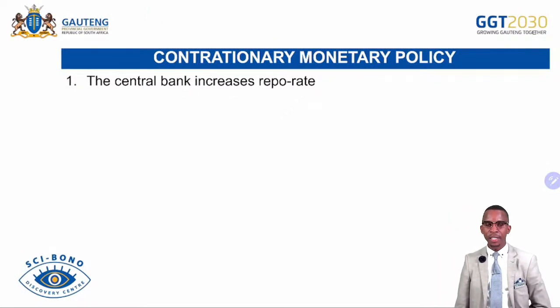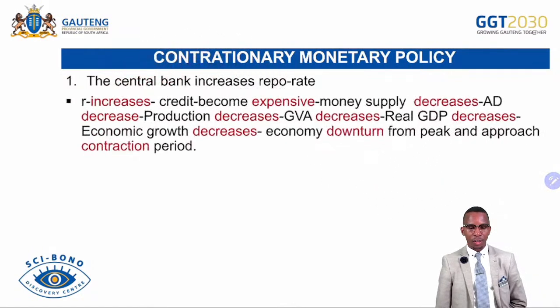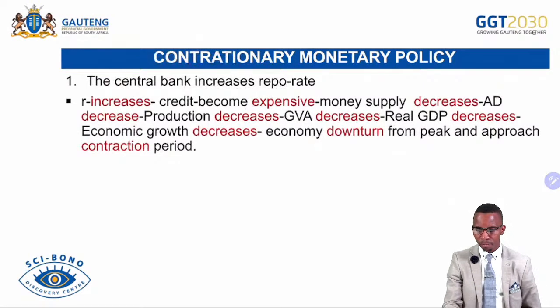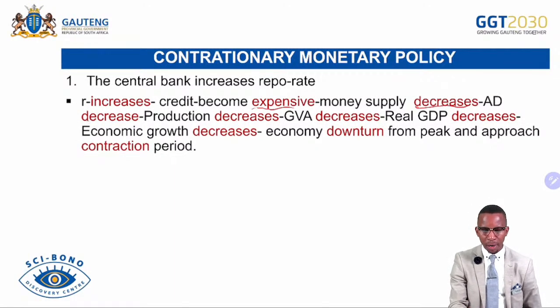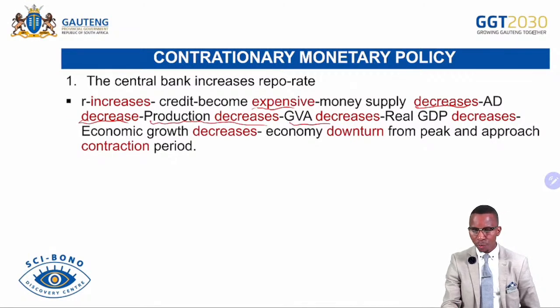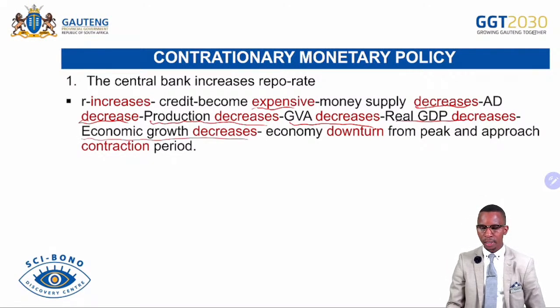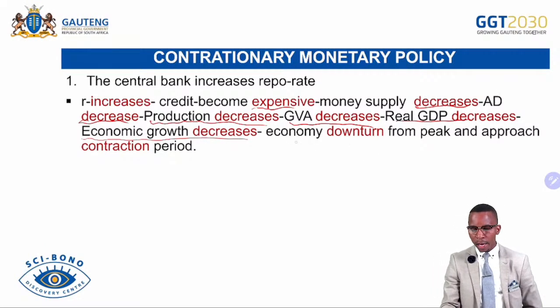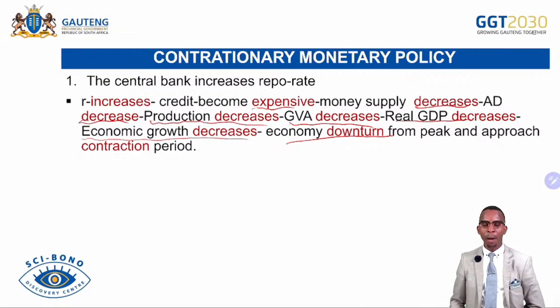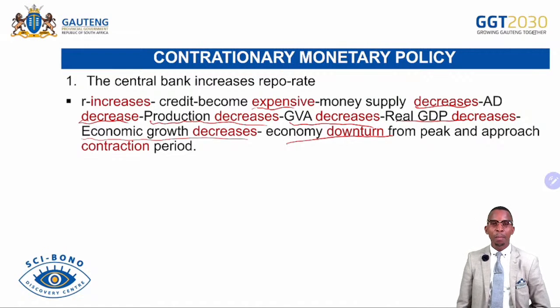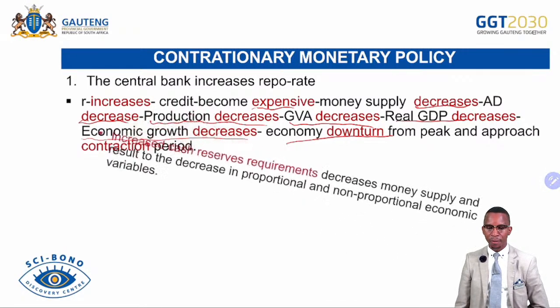So the central bank can increase the repurchase rate. The effect of this, if ever the repurchase rate increases, is that credit becomes more expensive, as indicated, and then the money supply will decrease in the economy. That will decrease aggregate demand, and then production will decrease because there is lower demand for goods and services. Gross value added will decrease, and then real GDP will decrease, and then what will happen? Economic growth will also decrease. Then the economy will downturn from a peak and approach the contraction period. That is the effect of applying a restrictionary monetary policy by increasing the repurchase rate.